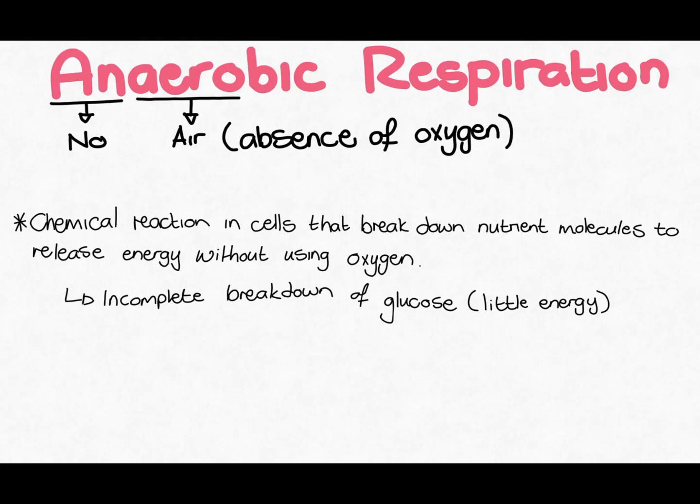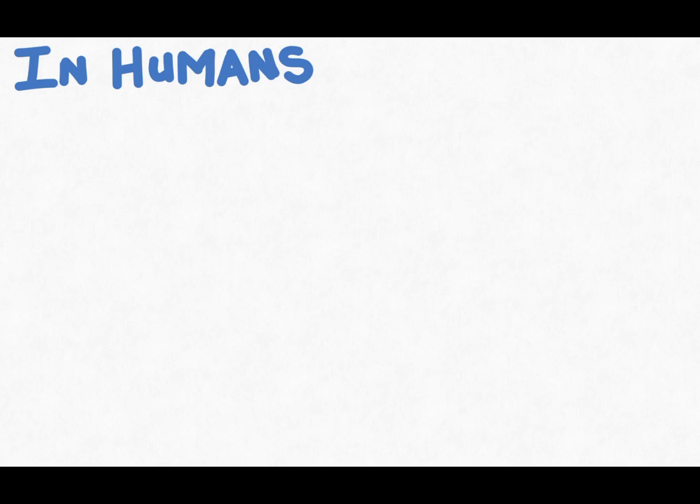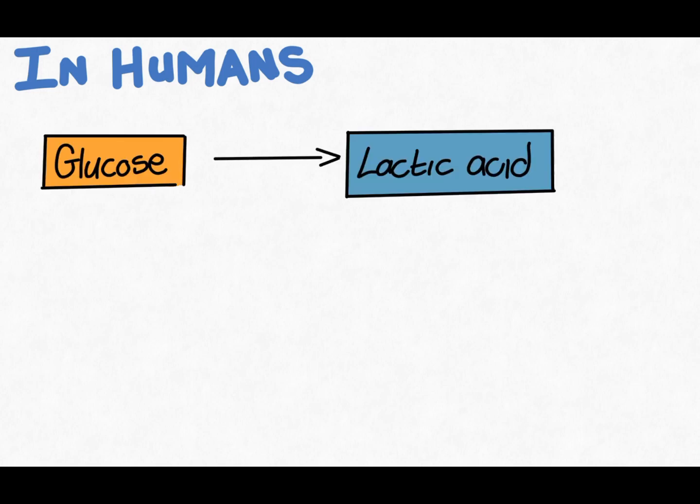Now it produces a different breakdown product depending on the type of organism it's taking place in. So we're going to look at 2 organisms. We're going to look at animals like humans as well as microorganisms like yeast. Let's first have a look at the anaerobic respiration in humans. So here glucose is converted into lactic acid.